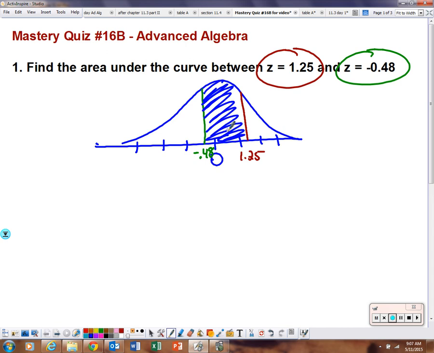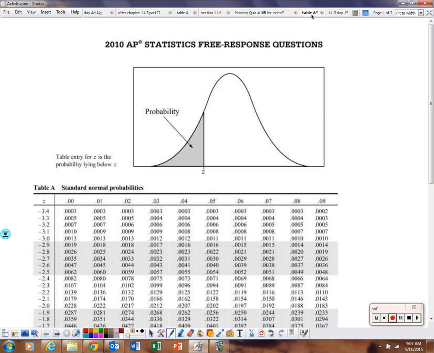So I'm going to show you two ways. One is with the table, and then I'll show you quickly with the calculator. So you decide whichever way you want to do it. So with the table, we're going to look up the 1.25 first.